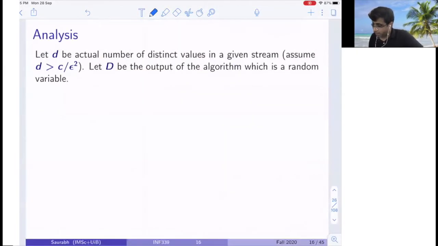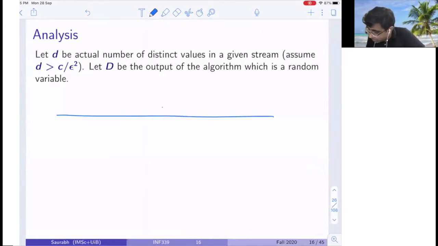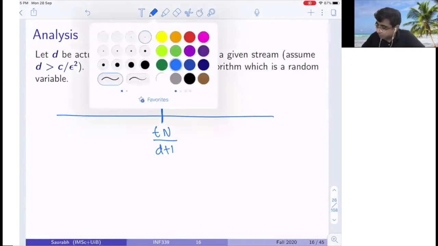Okay. So this is, what do we expect D to be? Right? What do we expect D to be? Well, we expected D to be Tn by D plus 1. Okay. This is what we expect. Right? Why will we go wrong?